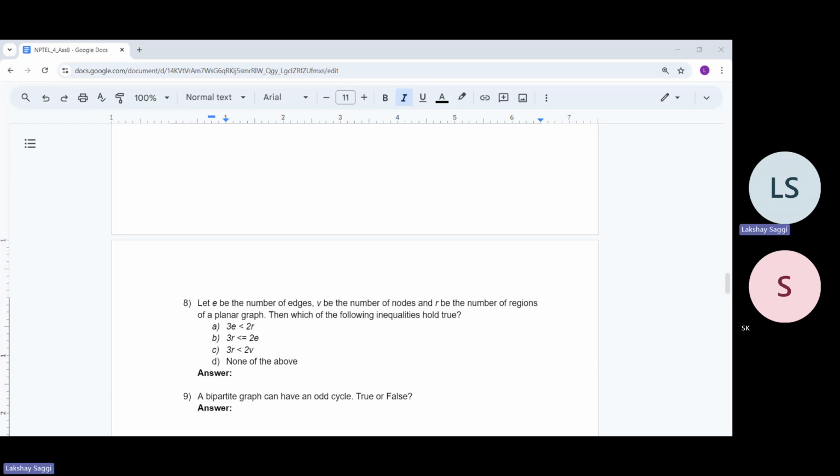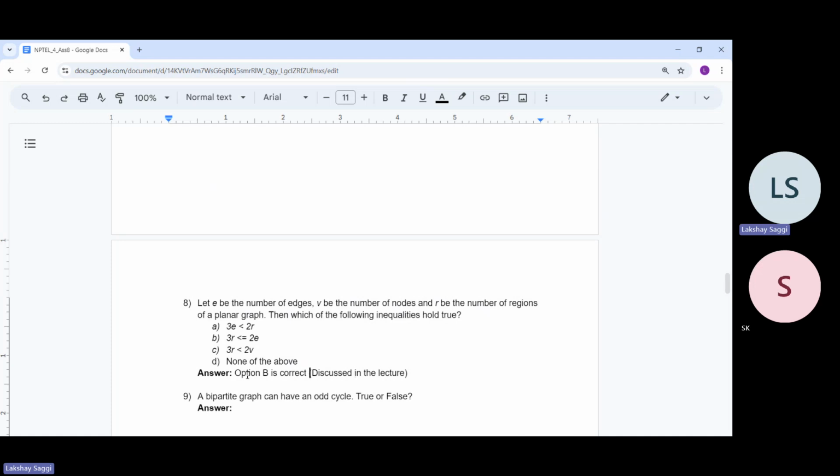Yes, so SK is saying option B. And yes, actually you are correct, SK. So the answer is option B. I don't think much explanation is needed, as this has been discussed in the lecture also.